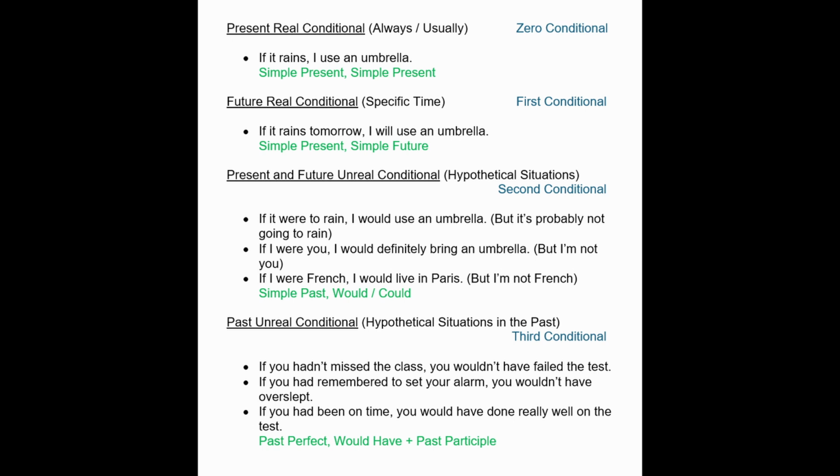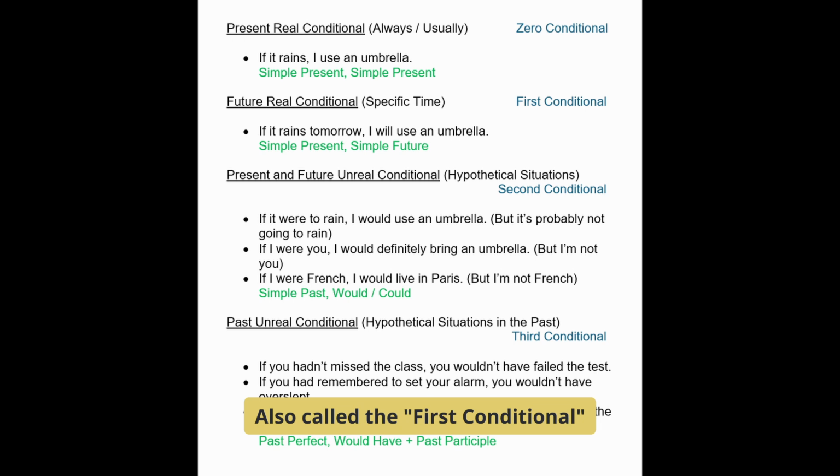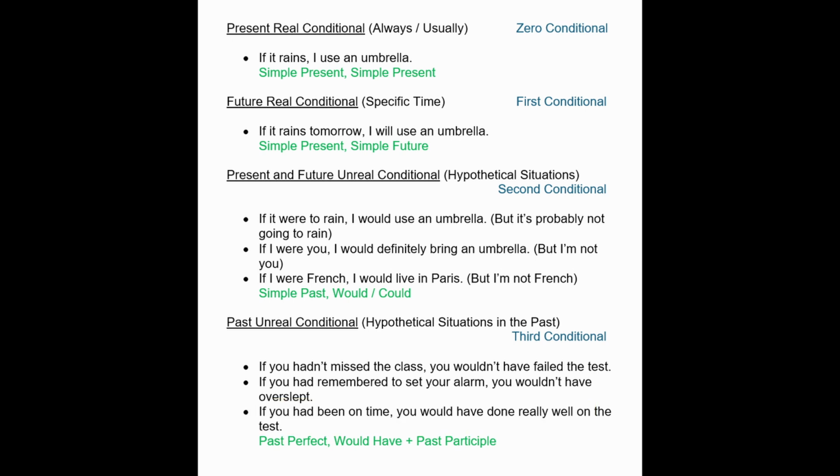The second one, which is actually the most popular type of conditional, is called the future real conditional. It's used for a specific time, all right? Not in general like the first one, but for a specific time. If it rains tomorrow, I will use an umbrella. So notice the construction, simple present and then simple future. I could also say, if it rains tomorrow, I'm gonna use an umbrella. It doesn't matter if I say I'm gonna or I will. But the construction is simple present and then simple future. If it's cold this winter, I will buy a new sweater.